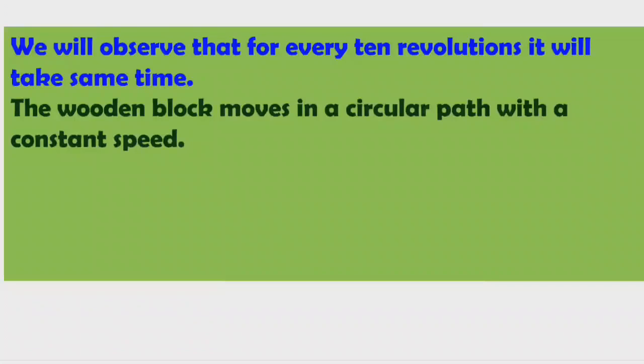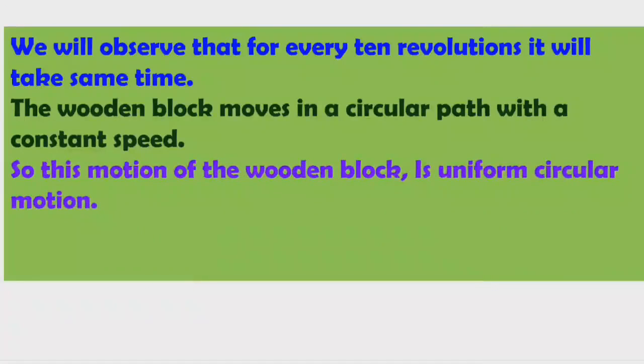It moves in a circular path with a constant speed. So this motion of the wooden block is uniform circular motion. This motion is nothing but uniform circular motion.